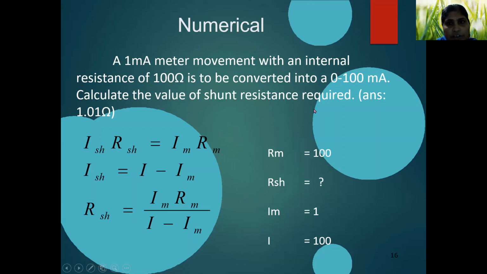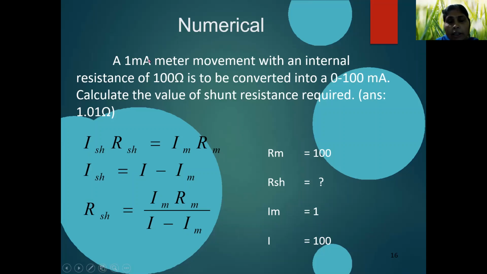What is the value of shunt resistance? It is required to calculate, so RSH is equal to question mark. Now see the value of meter current. It is equal to how much? You can see a 1 milliampere meter movement, that is, the meter allows 1 milliampere current only. So IM is equal to 1 milliampere.